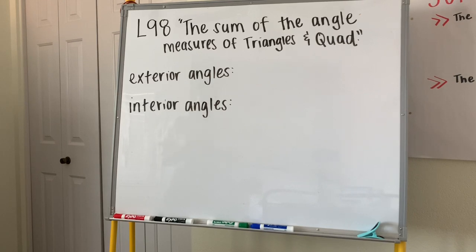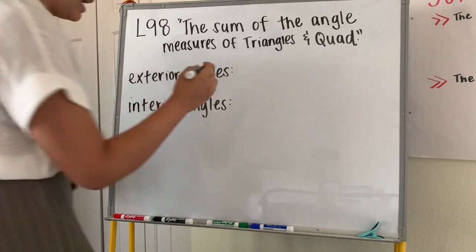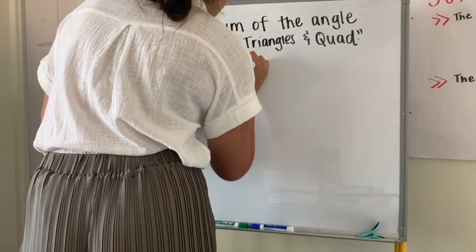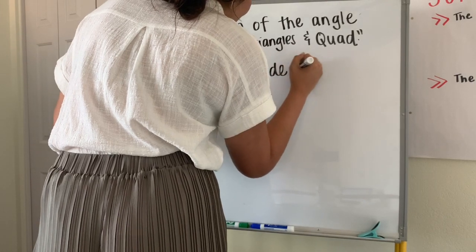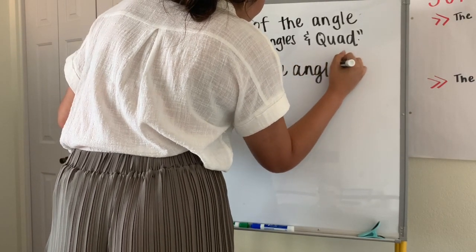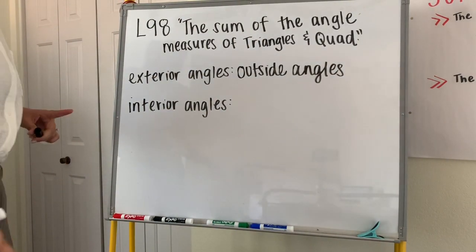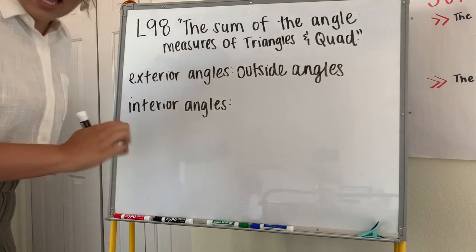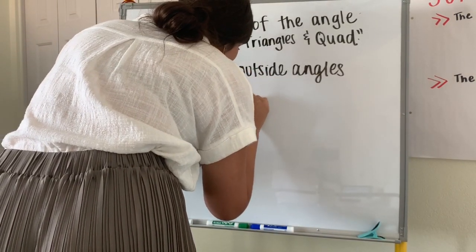So what do we know about the word exterior? Go ahead, shout it out if you know it. I think I heard it. Exterior angle means the outside angles, the angles on the outside. And interior angles would mean, absolutely correct, the angles on the inside.